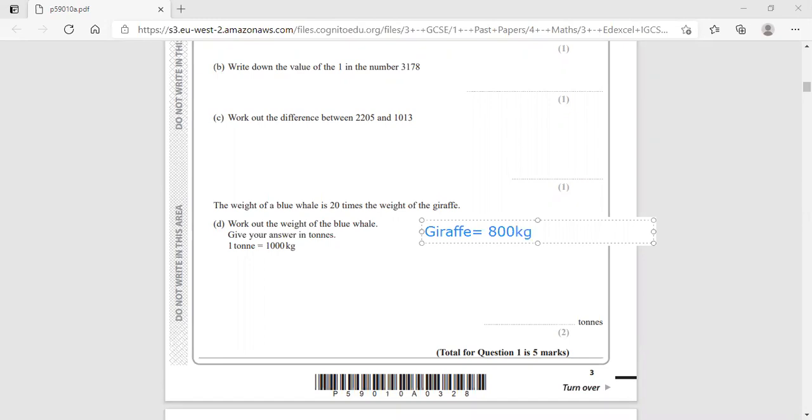So if the blue whale is 20 times that, okay, it will be 800 times 20, which is equal to 16,000, I believe. Yep, 16,000, okay. So the blue whale weighs 16,000 kilograms.